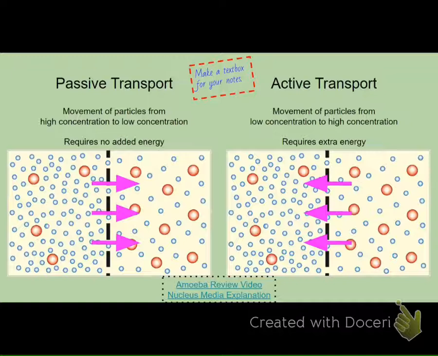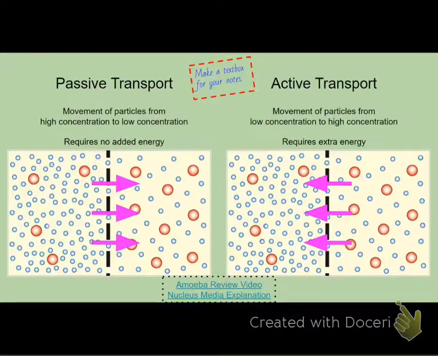If you think about a hill, put a ball at the top part of the hill, the high part of the hill, and let the ball go. If you just set the ball on the ground, it's going to roll down the hill. It's going to go from high to low with no energy. You don't have to kick it or push it or throw it. It's just going to roll on its own.